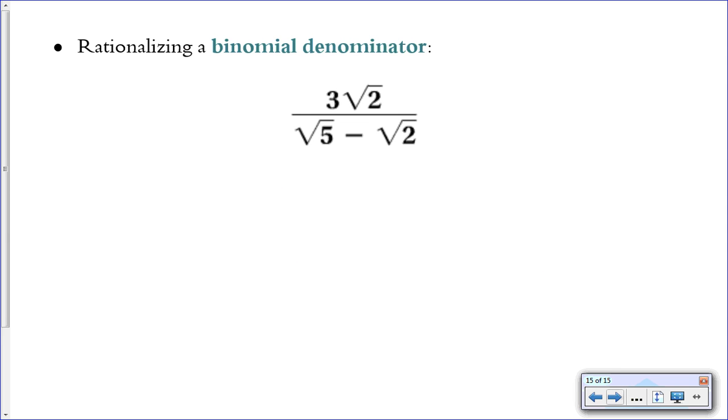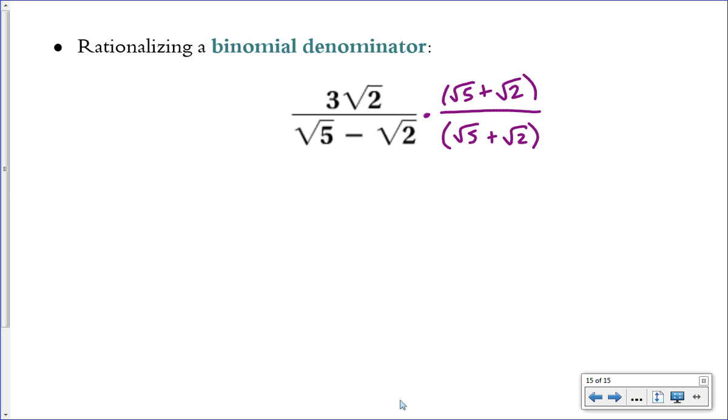And so that's going to be useful when we have to do something like this, rationalizing a denominator that has a binomial. You'll want to multiply by the conjugate. So root 5 plus root 2. Whatever you do to the bottom, do the identical thing to the top, because that's like multiplying by 1. The numerator will become a little bit uglier. We have to distribute here. So 3 root 2 times root 5 is 3 root 10. 3 root 2 times root 2 is 3 times the square root of 4, which is 3 times 2, which is 6. So the numerator has become this.